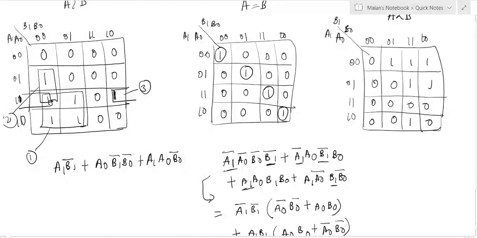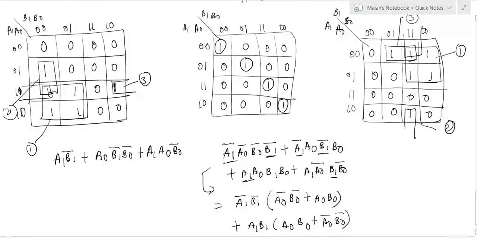Now we can make a quad here. This will be my quad, and we can make a pair. This one will be my second pair. This will be my third pair. There will be three groups. Group number 1, this may be group number 2, and this will be group number 3. Now we'll identify the expression.